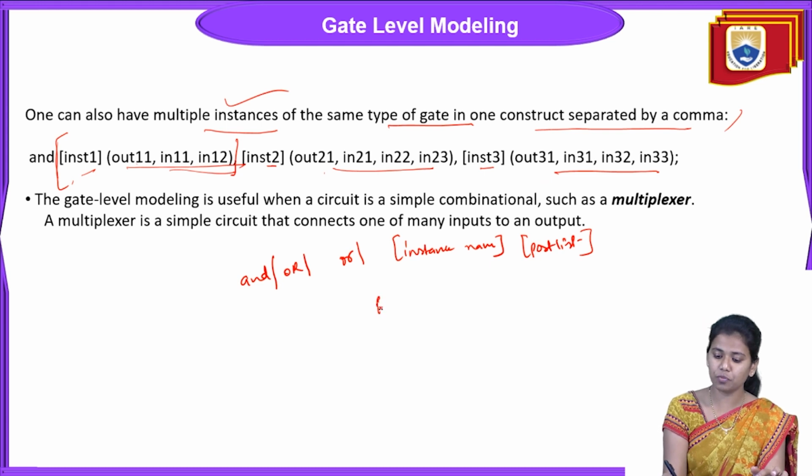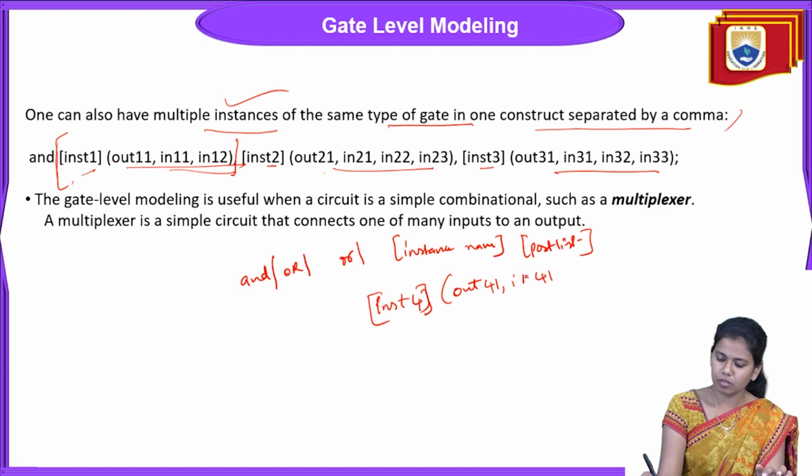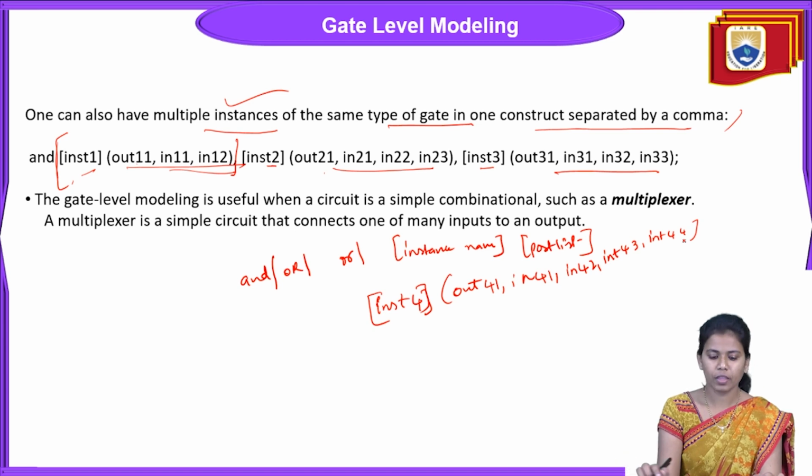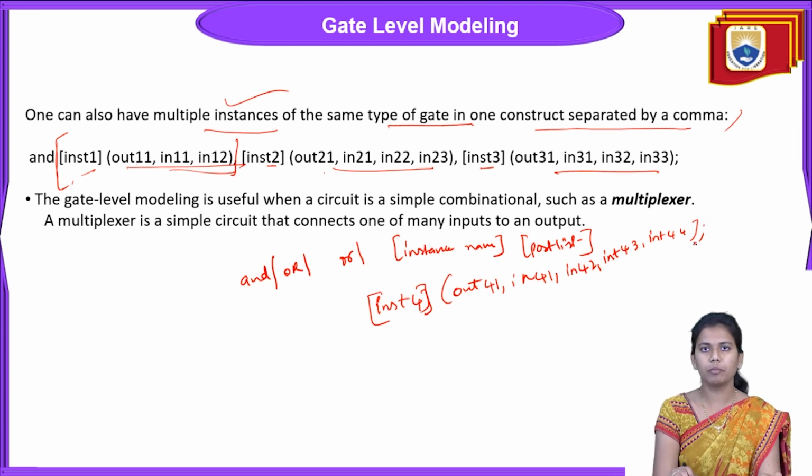If it is instance 4, my output has to be written like this: 4_1. My inputs are 4_1, 4_2, 4_3, 4_4 like that. And end with the semicolon.